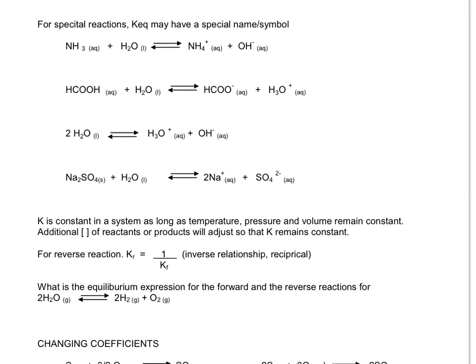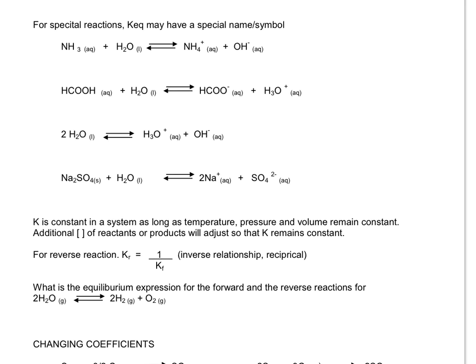Okay, on to the next page. That should say for special, right here. That's a typo, sorry. For special reactions, we saw that KQ could be called K or KC. KC stands for concentration, KQ stands for equilibrium constant, or just K as the constant. Sometimes, instead of calling it KQ or KC or K, we give it a special name if it's a special type of reaction. For example, let's look at this first one here.